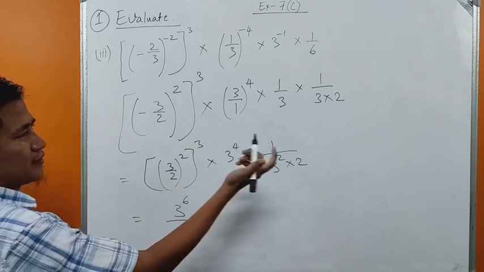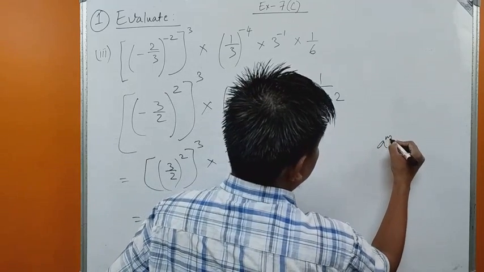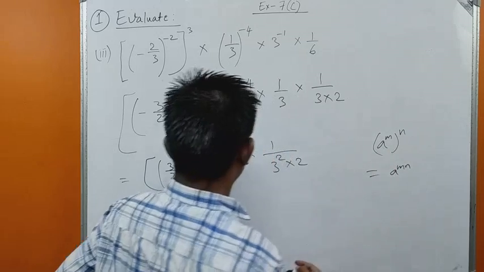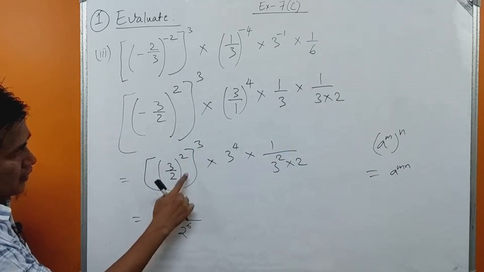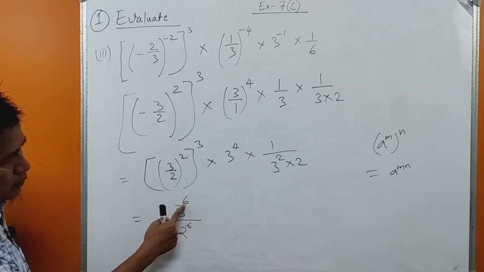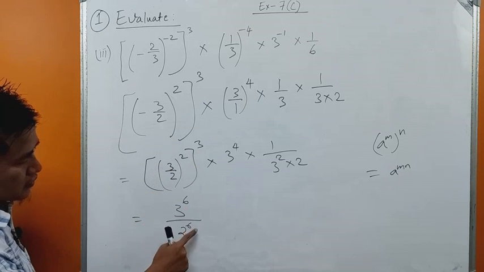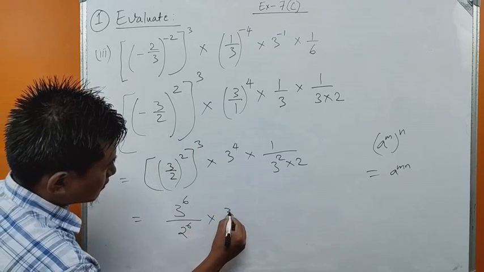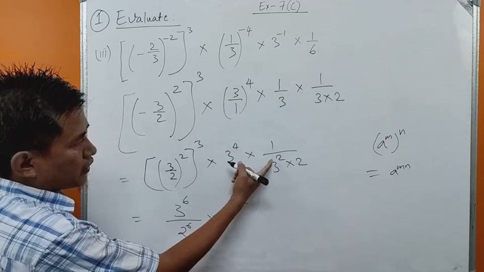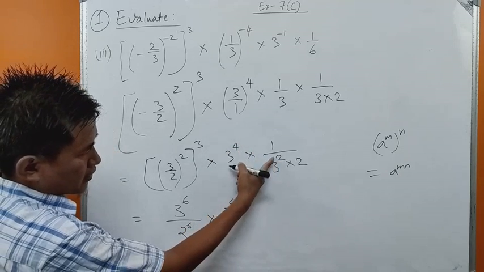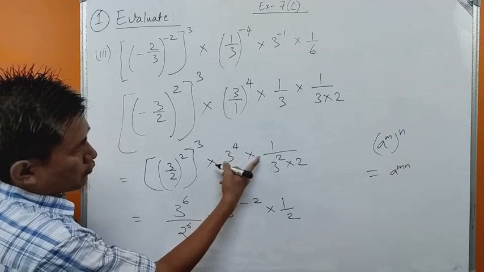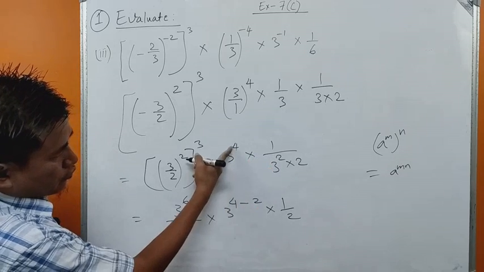2 3s are 6. What I mean to say is, if (a to the power m) whole to the power n, then we write a to the power mn, isn't it? We multiply this 2. Similarly, 2 3s are 6. These powers are for both the numerator and denominator. So 2 3s are 6, 3 to the power 6 and 2 to the power 6, 2 3s are 6, into 3 to the power 4 minus, okay, this 3 squared, if I bring to the numerator, the power changes to minus, minus 2, into 1 upon 2, 3 to the power 4 minus 3 squared, 4 minus 2.